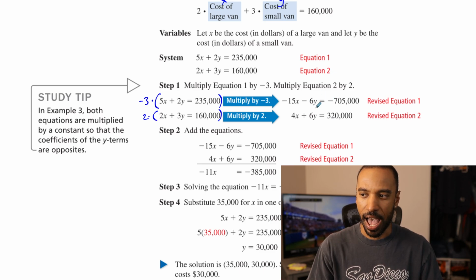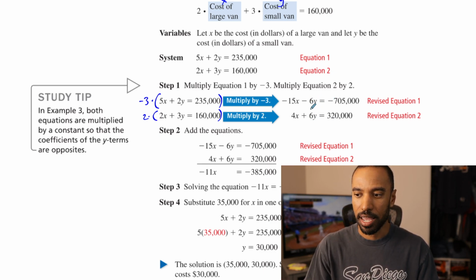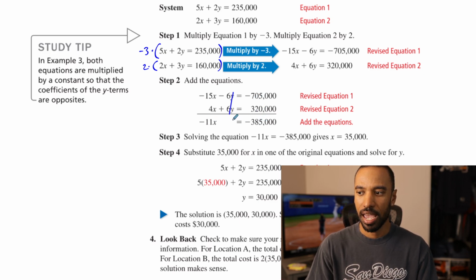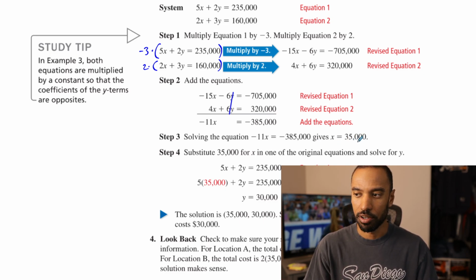Now we've created additive inverse coefficients, there's that word, coefficients, to eliminate our y's, and that's what's going to happen here when we add down the rest of the list. Treat the signs as they are. Boom, boom, -11x, boom, boom, maybe use the calculator, and divide, and you get an x of 35,000. That's the cost of the large van. Cost of each large van is 35,000.